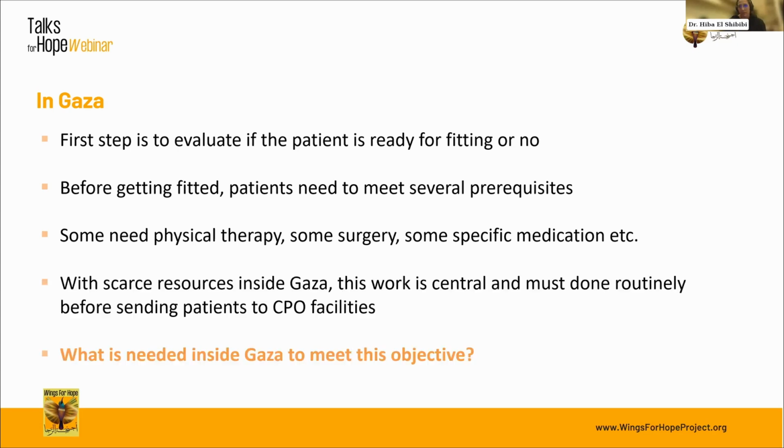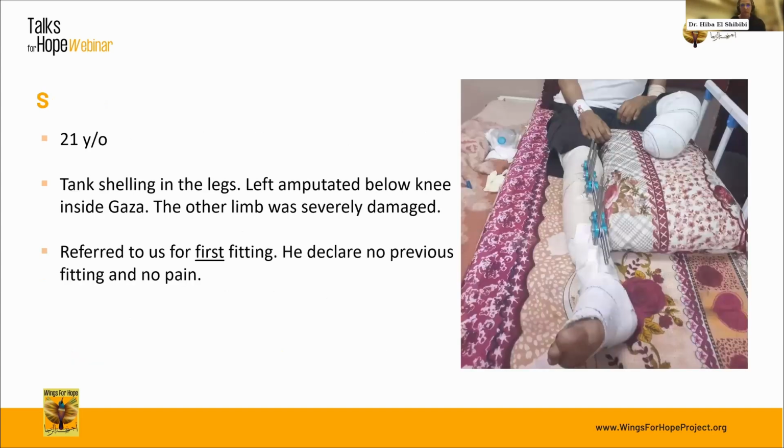So what is needed inside Gaza to meet this objective? I will take some examples. For example, this patient is a 21-year-old. He was shelled by a tank in his two legs. He was amputated on the left side below knee. He had several fractures on the right side and had an external fixator for several months. So he didn't walk for several months.